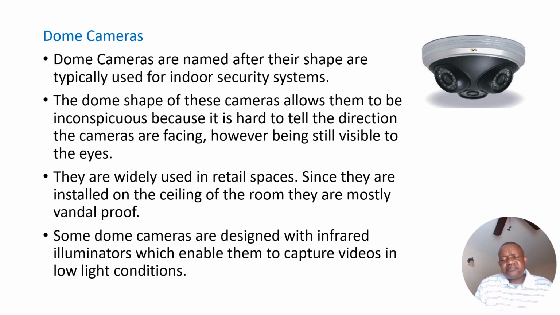Dome cameras. Dome cameras are named after their shape, and are mostly used for indoor security systems. The dome shape allows them to be inconspicuous because it is hard to tell the direction the cameras are facing, while still being visible to the eyes. You can see the camera, but you cannot know which direction it is facing. They are widely used in retail spaces. Since they are installed on the ceiling of the room, they are mostly vandal-proof.